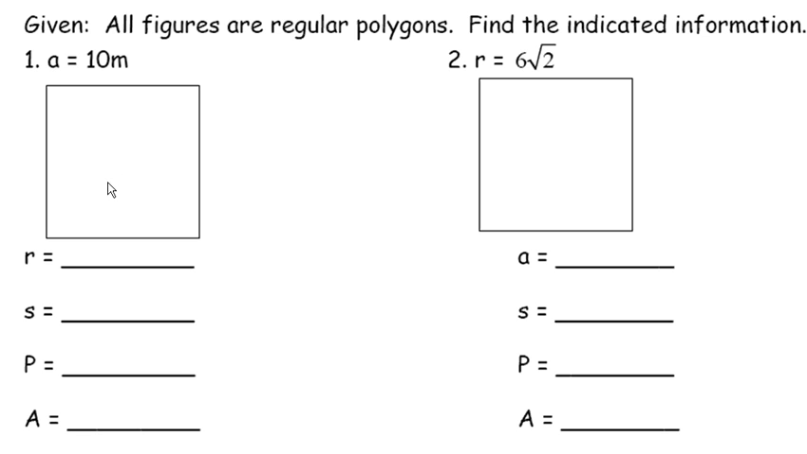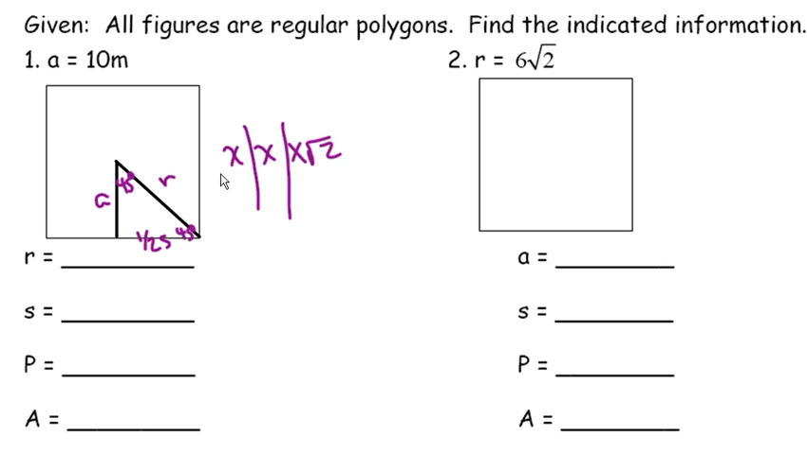So let's begin by drawing our special right triangle. There's my apothem, there's my radius, and this is my half side. Now, remember, this one bisects this angle. That's a right angle, which means it's a 45, 45, 90 right triangle, so we have x, x, x radical 2. I've been given that my apothem is 10. Well, that means my hypotenuse is 10 radical 2. That's my radius, and that's going to be in meters.